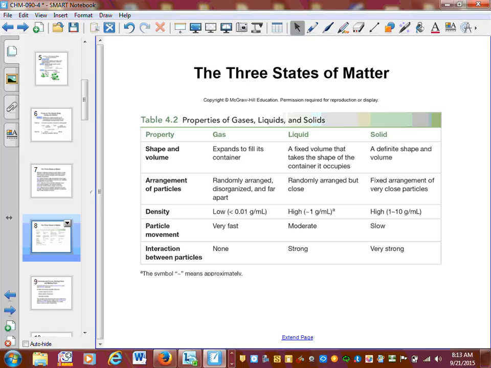A liquid has a fixed volume that takes the shape of the container. So a 2-liter Pepsi bottle contains 2 liters. If you pour it all into a pitcher, it's still 2 liters, but now it's the shape of the pitcher. A solid has a definite shape and a volume. Okay, a brick has a definite shape. It's shaped like a brick. And has a definite volume.